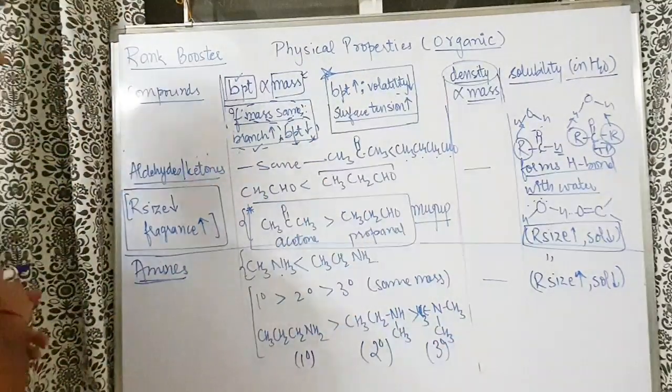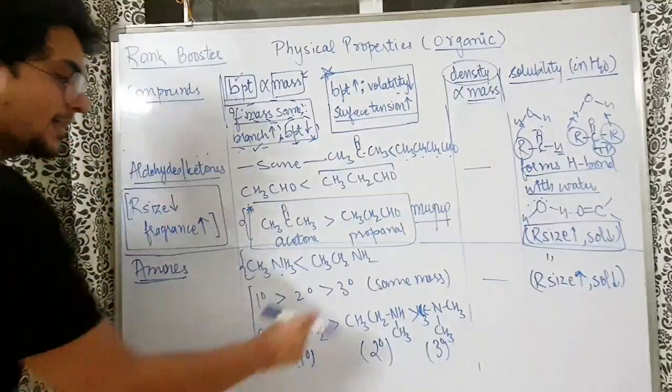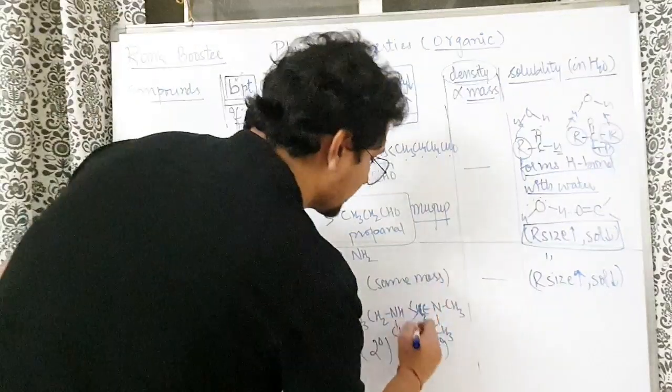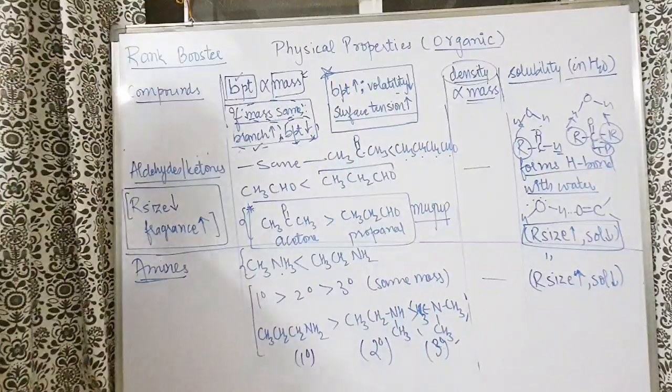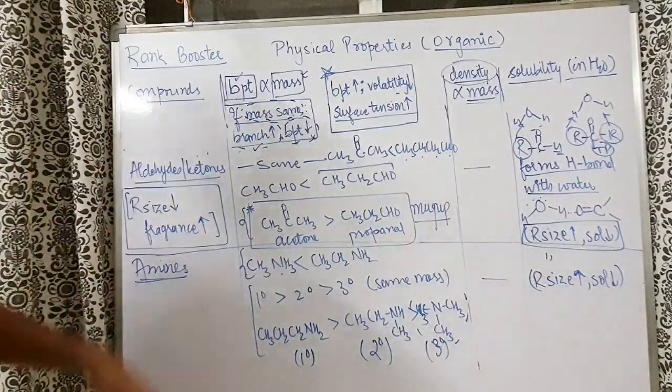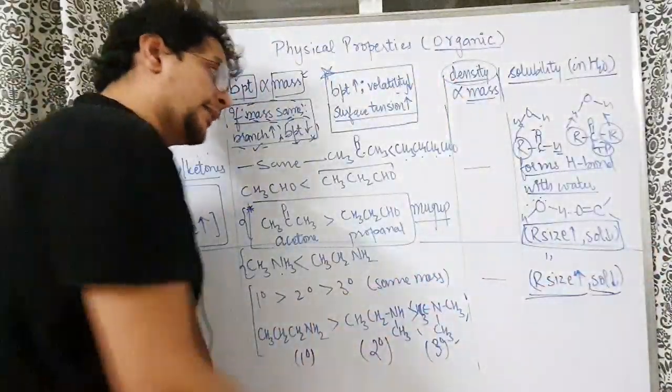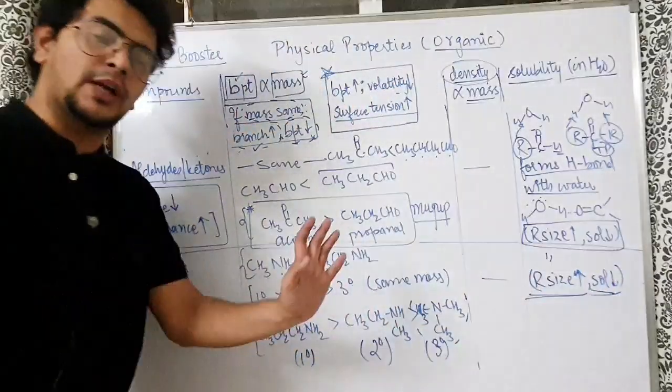primary will have more surface area, so more boiling point. Secondary will have lesser surface area, so lesser boiling point. Tertiary will have the most spherical shape, the minimum surface area, so minimum boiling point. Solubility, same. The size of R is more, solubility will be less. And they also show the hydrogen bonding. Amines also show the hydrogen bonding.